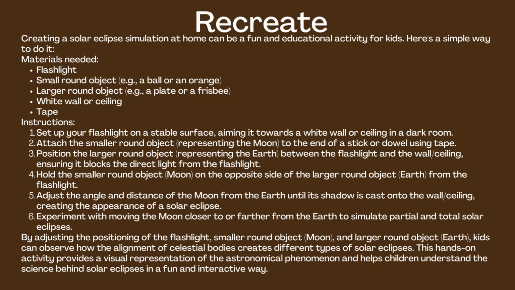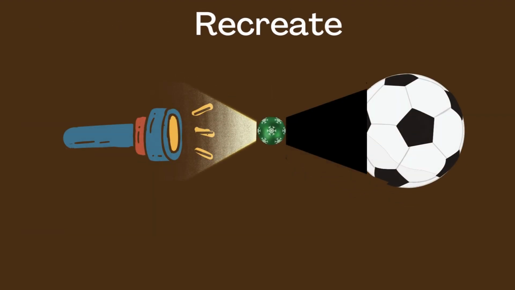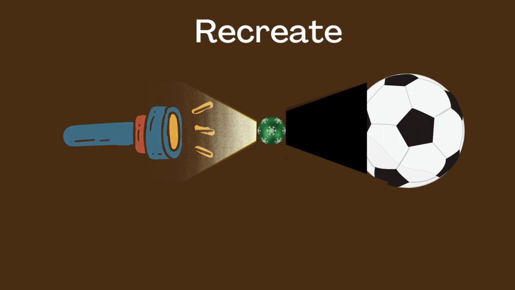Now, follow the instructions on the screen and create a solar eclipse simulation. It would look something like this: a flashlight, and I've used a Christmas tree decoration ball and a football. So, you can set it up like this.